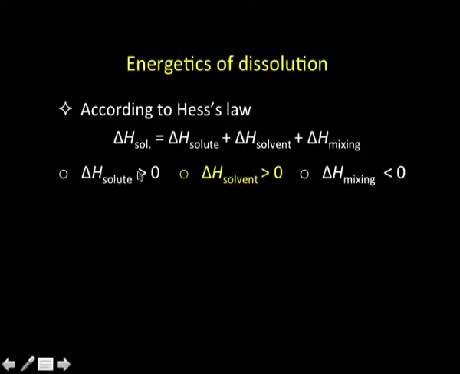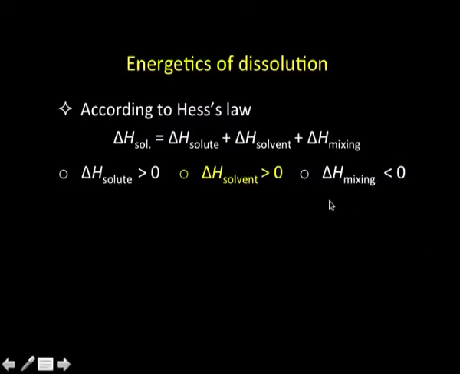We know that according to Hess's law, we can write down the delta H solution to be equal to sum of these terms over there, and what you see is that the first term here, delta H solute, that is the energy required for solute particle to separate out, is always greater than 0, because we do need energy to separate them, because the solute particles are holding each other, some kind of interaction is there, that interaction has to be broken for them to be separated out. Similarly, delta H solvent also is greater than 0, because here again we need energy to separate out the solvent particles from each other. In the third step here, delta H mixing is always less than 0, because when the two mix together, certain amount of energy is released in the process.